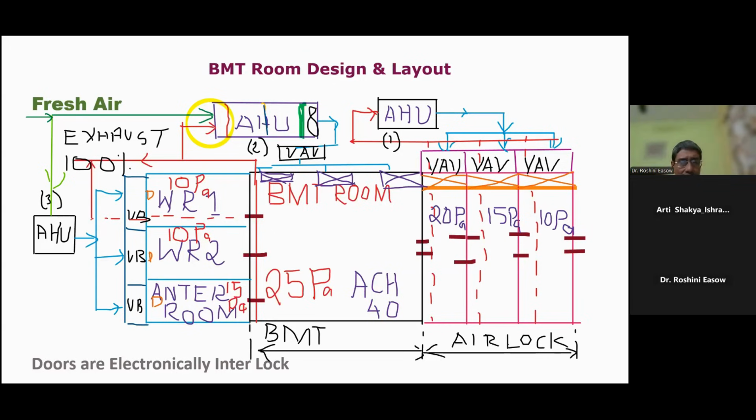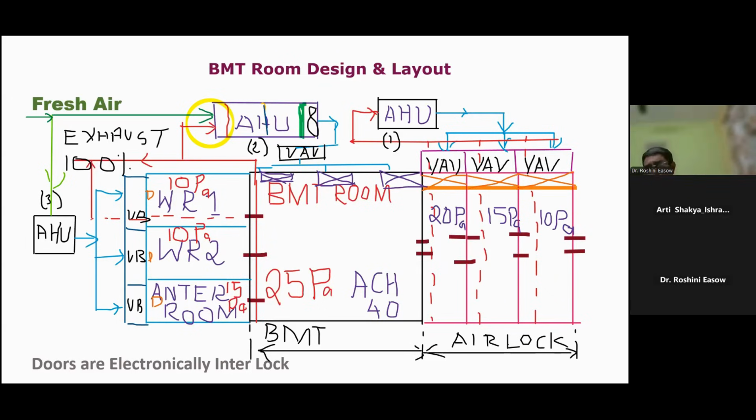Now let's come to this side, where you are showing the washrooms. 3 washrooms are there. These washrooms are again supplied by a separate AHU. This AHU is supplying air to the washroom, and the entire exhaust air goes back outside. So it means 100% fresh air. For these types of washrooms, there will be 100% fresh air. So you see there are 3 AHUs. One is a dedicated AHU for the BMT room.